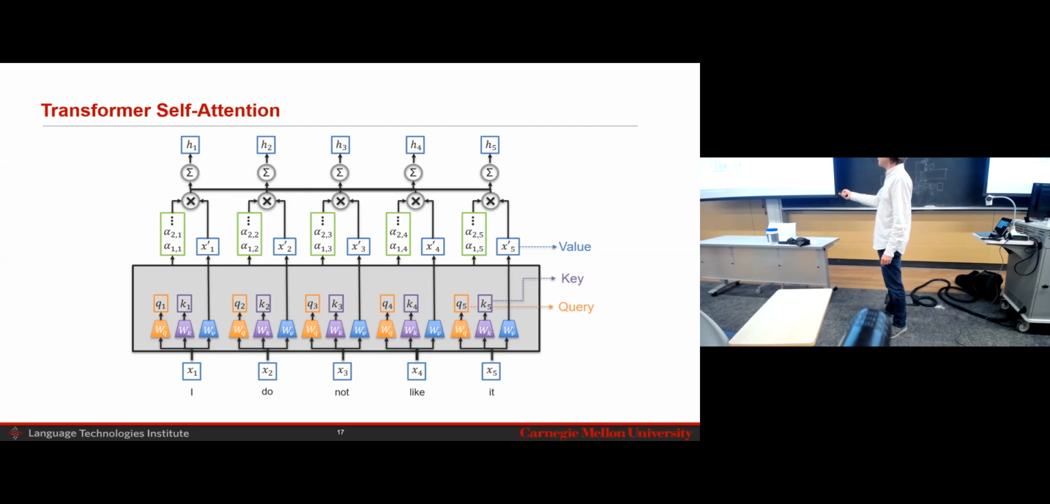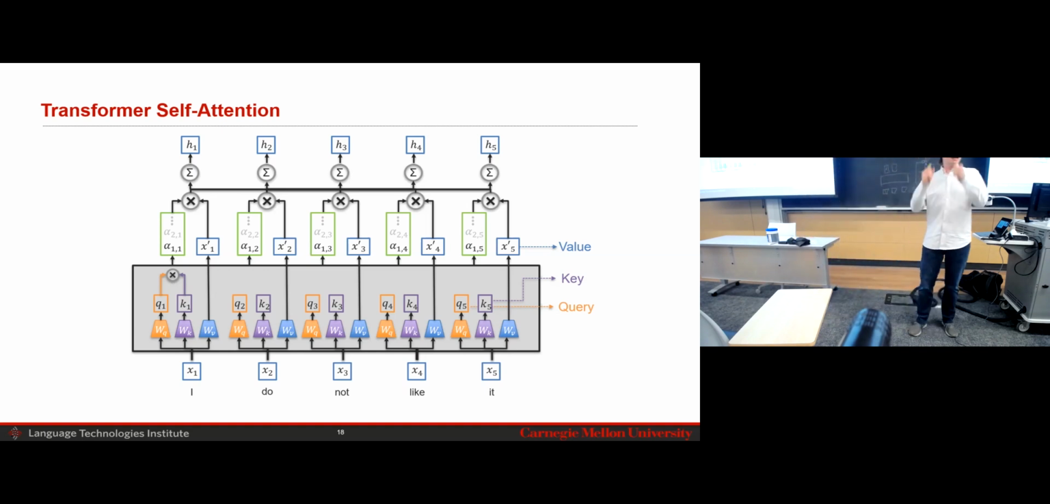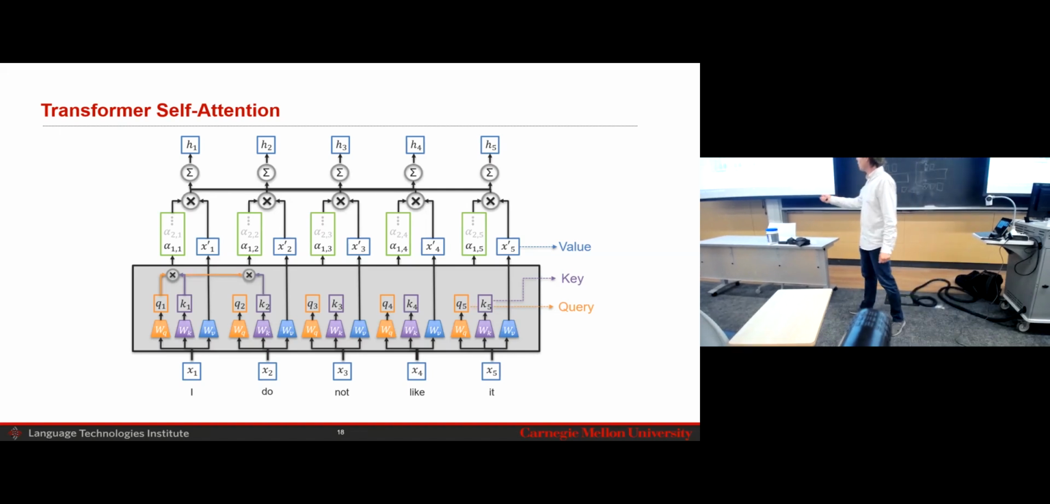So the values, remember, are a shift towards the right. Then the word says, hey, my word, I would like to know if any other word is also useful for me. And so the keys are to say, hey, if you think I can help you, this is what I look like. That's my key. And the query is like, is there anybody who could help me? And then you do this check for all of them.